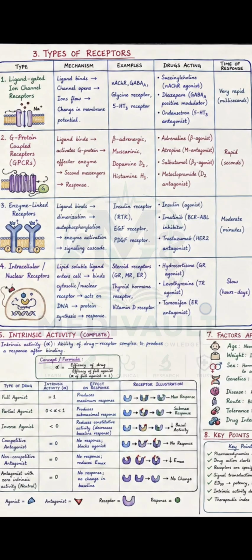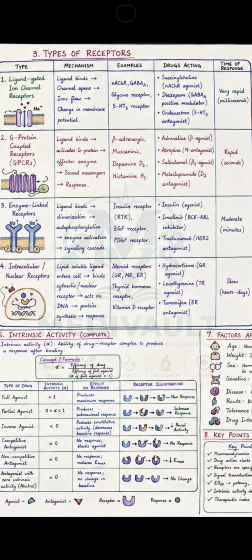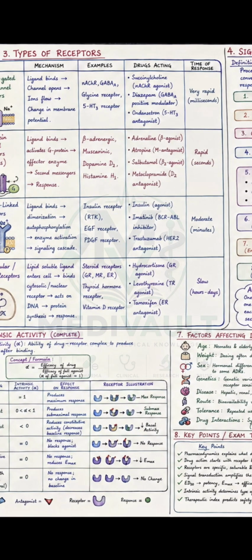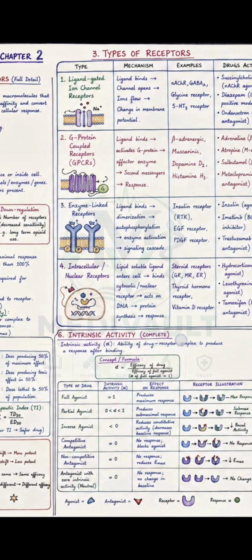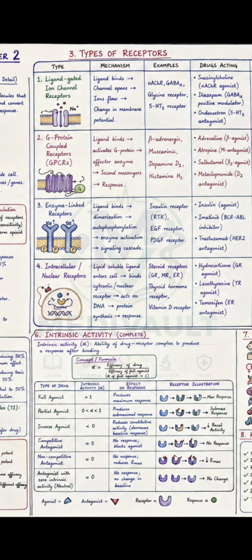The next thing is drugs acting on these. Succinylcholine acts on the acetylcholine receptor, diazepam acts on the GABA receptor, and ondansetron acts on the serotonin receptors. They have a very short, very sharp effect.